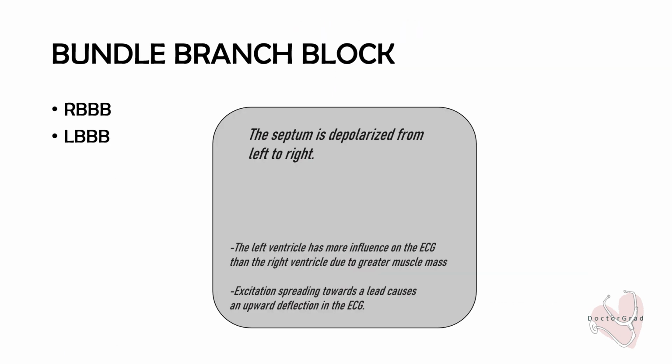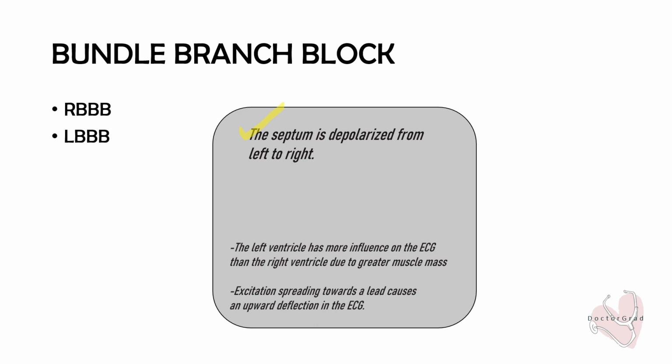Now coming to bundle branch block. We have right bundle branch and left bundle branch. So either of them can get blocked. That is called a right bundle branch block and left bundle branch block. When we understand the basics of bundle branch block, we have to first keep in mind this thing that I've put in a box. The septum is getting depolarized from left to right.